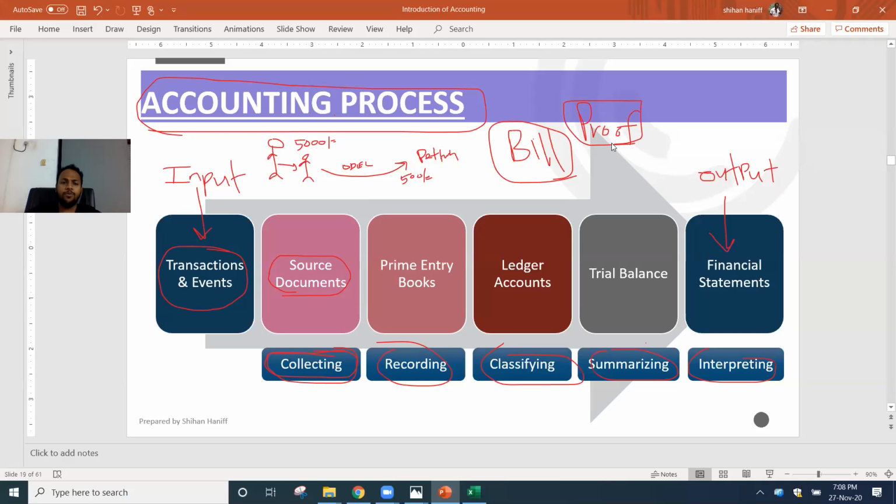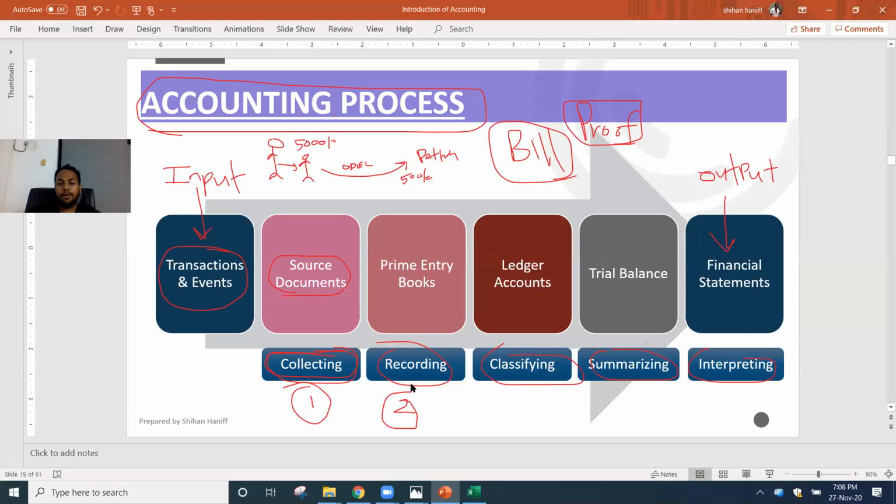So if you buy anything, if you do a transaction, if there is an exchange between two parties with a monetary value, there should be a proof. That proof is called the source document. So in any business, the first step is collecting all the source documents. If you don't have a source document, you don't consider that as a transaction in the books of accounts. So you just ignore that. To record any transaction, you should have the source document. So the first step is collecting the documents.